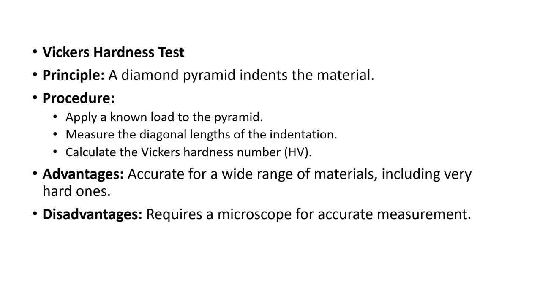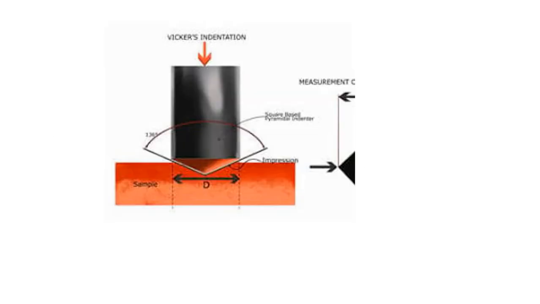The advantage of this test is that it is accurate for a wide range of materials, including very hard ones. Considering case hardening material, there may be hardness of more than 50 to 55 HRC and the case depth is very small. So it is very useful for measuring very hard materials. The disadvantage is that it requires a microscope for accurate measurement, because the indentations are very small. We can't see them by naked eye, so it requires a microscope.